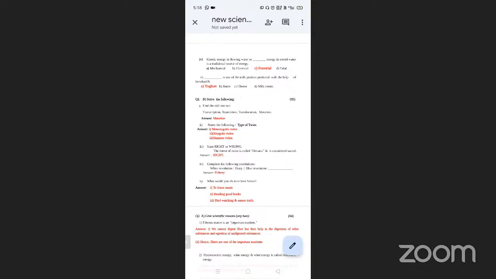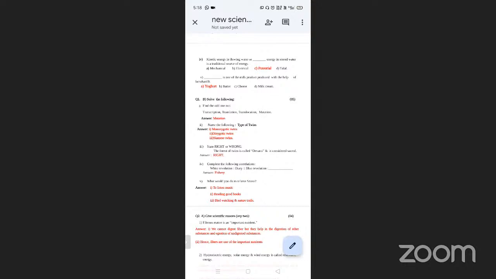Why mutation? Because in the nucleotide, sometimes if there is any change in the position, then it results in mutation, right? So mutation is the odd one out, so we need to remove it. You just have to write 1, and its answer is what? Mutation.